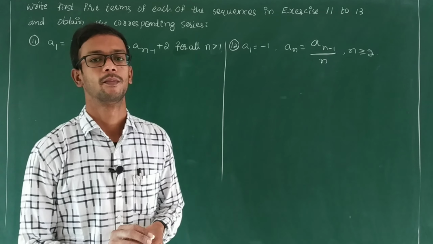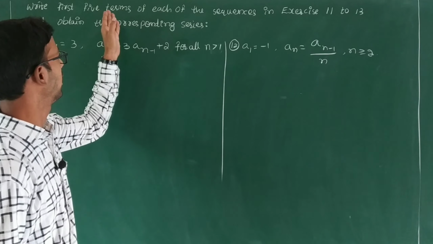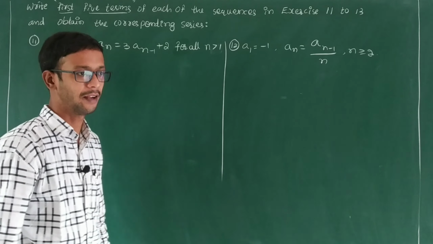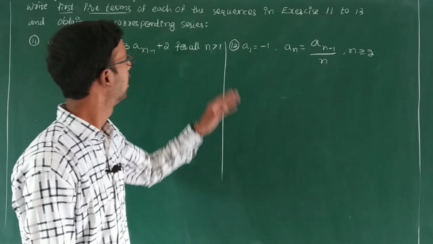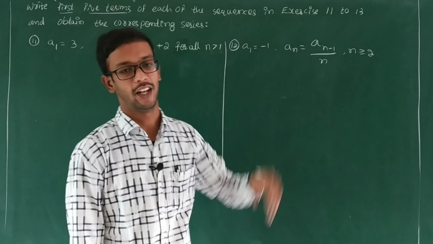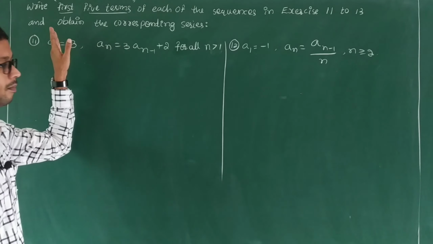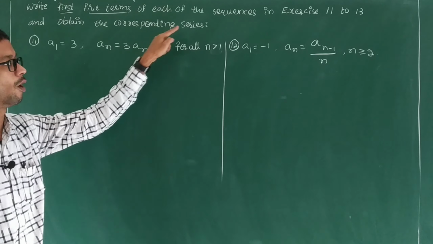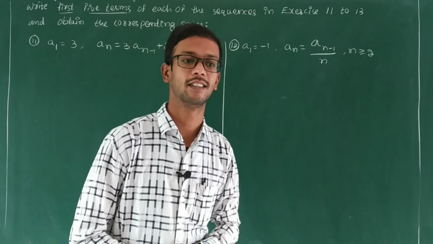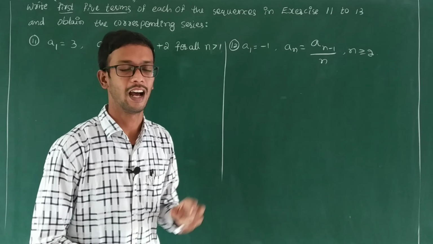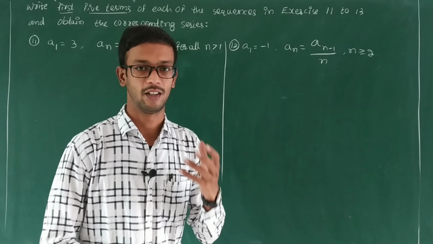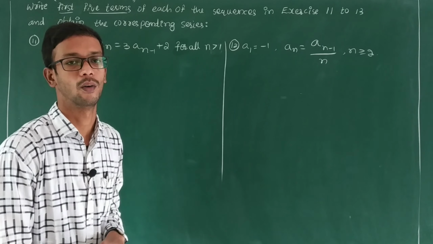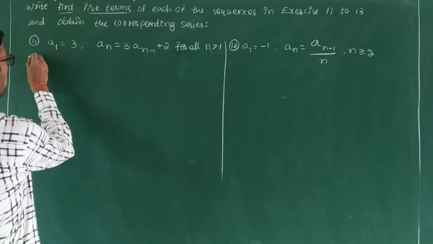Now the 11th problem, where the question changes. Write the first 5 terms, like in the previous first 6 problems, in a sequence, for exercises 11 to 13. That means for these 3 problems we have to obtain the same answer and also obtain the corresponding series. In the example also, in the previous class, we discussed that after writing the first 5 terms of the sequence, you have to write the series also. One extra line you have to write here. So your solution, 11th problem.